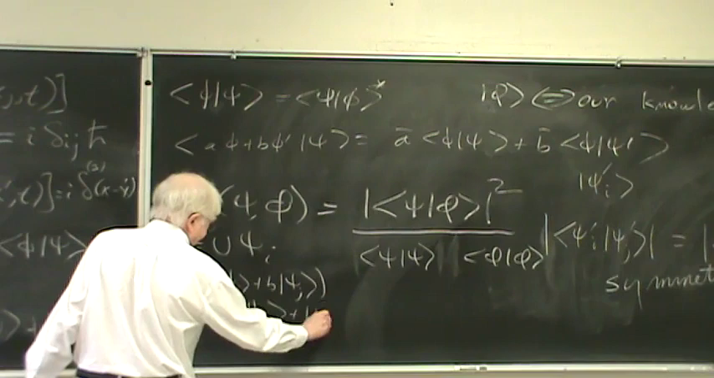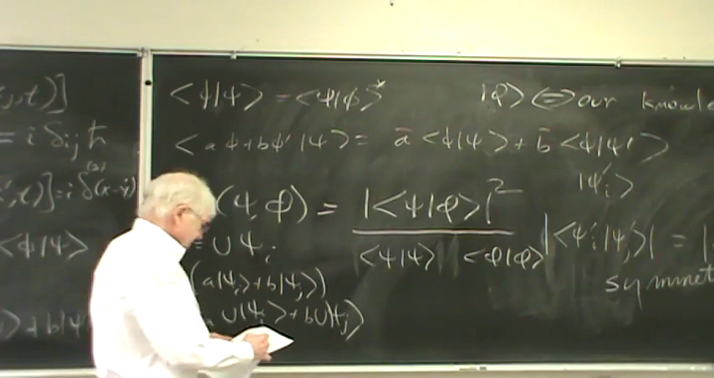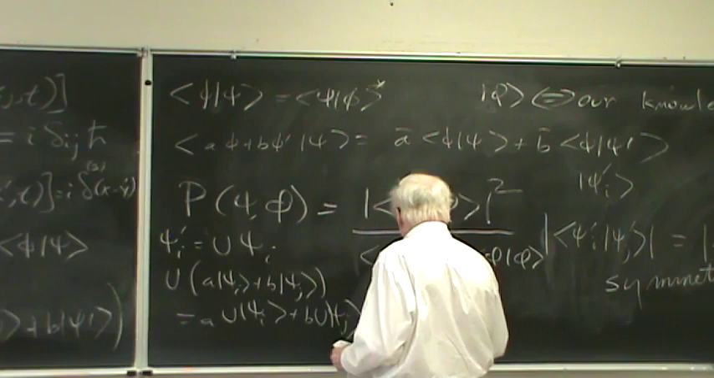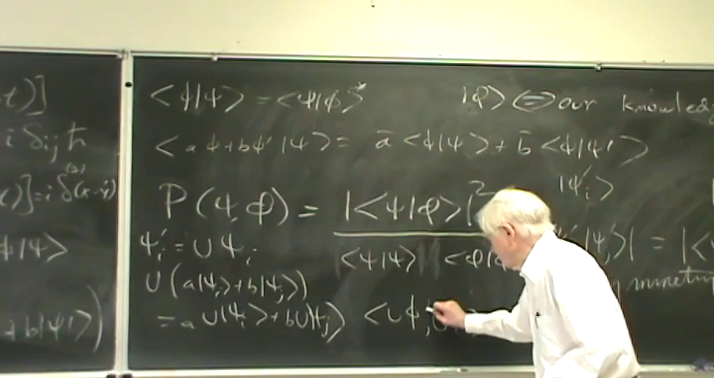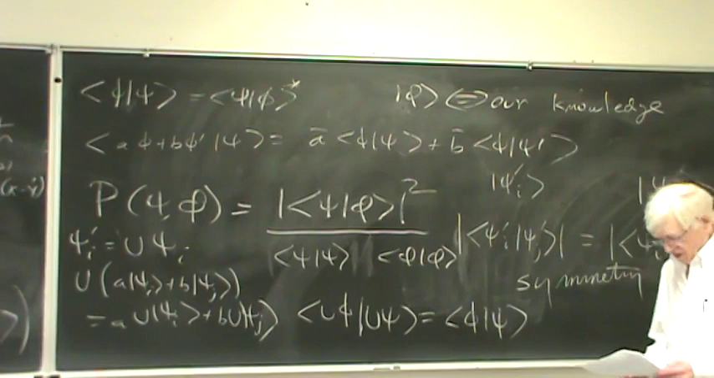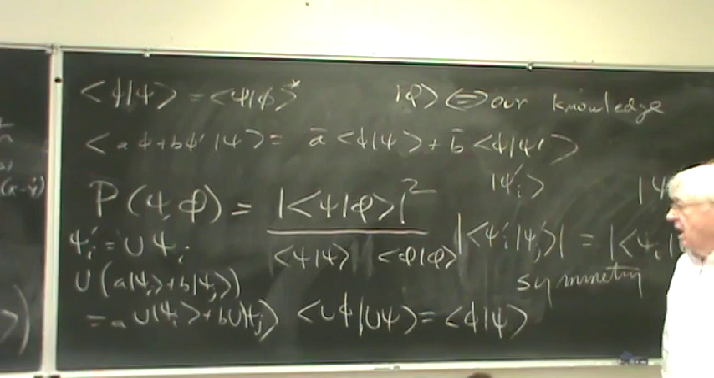So that's linear, and unitary means U phi U psi is the same thing as phi psi. Sorry, I by mistake used Weinberg notation.